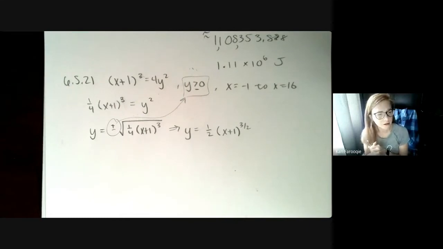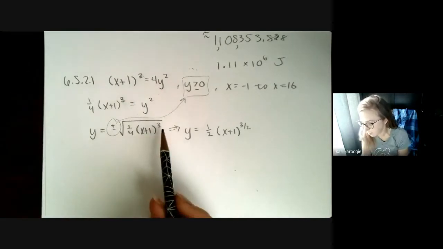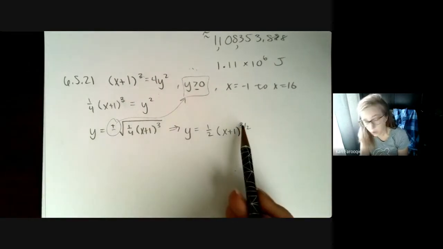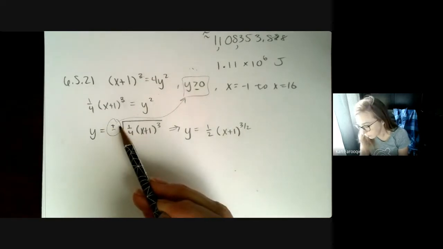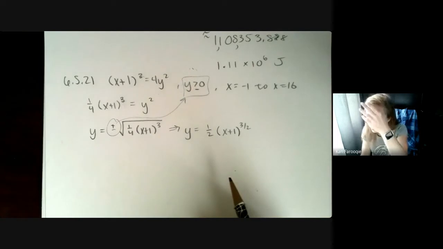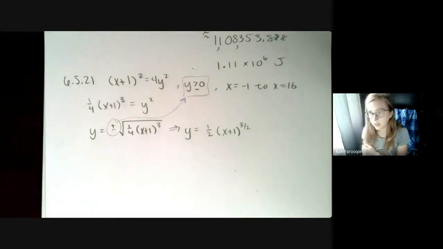Remember that when you're changing from radical notation to a rational exponent, the exponent becomes the numerator of the rational exponent, and the index of the radical becomes the denominator. So we have y equals 1/2 times the quantity x plus 1 to the 3/2 power. I know it seems kind of silly, like, why didn't they just give us the function?